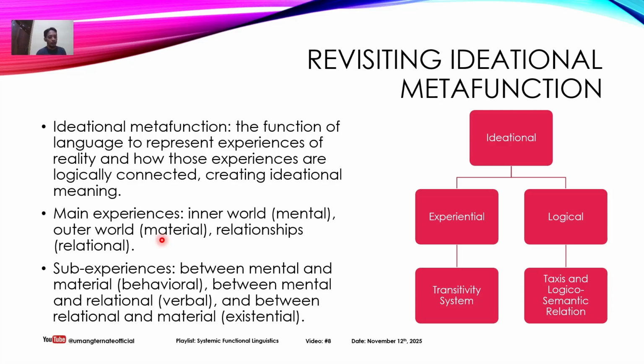But there are some sub-experiences between mental and material process. There is the behavioral process. Between the mental and relational processes, we have the verbal process, and between relational and material processes, we have the existential process. So there are at least six processes in the transitivity system.